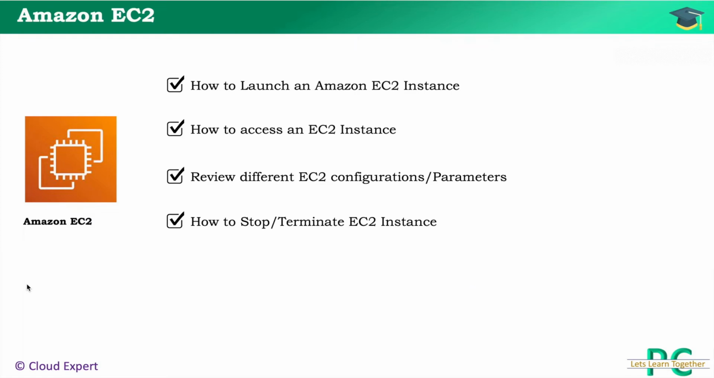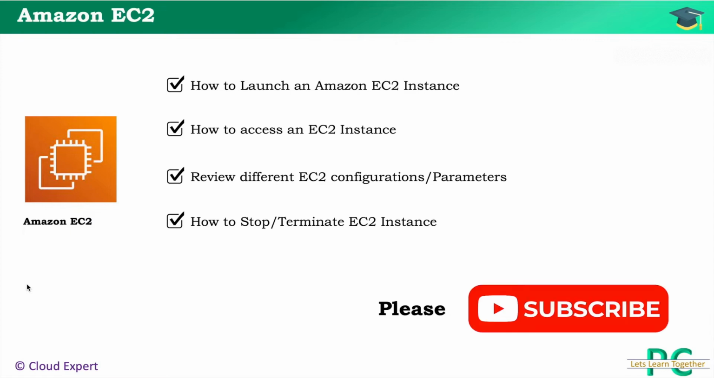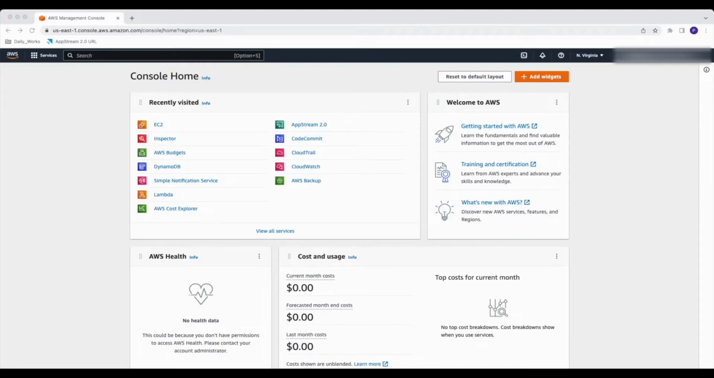Now let's review what are the items we are going to cover on a high level. First, we'll launch an Amazon EC2 instance. We'll review different EC2 configurations and parameters. Then we'll see how to access an EC2 instance, and at the end we'll see how to stop or terminate an EC2 instance. With that, let's get started. Let's start with creating an EC2 instance.